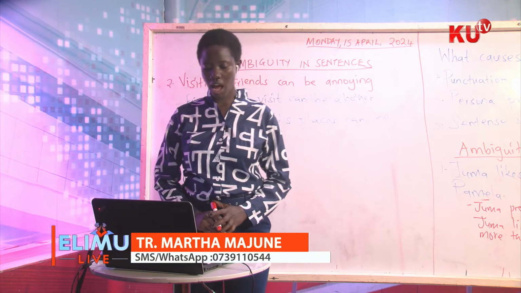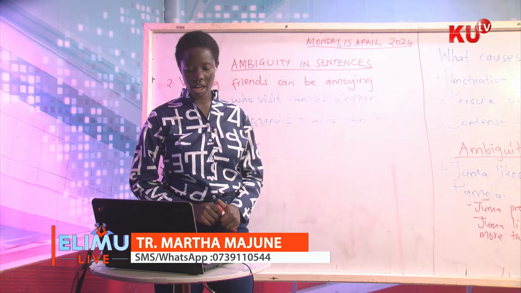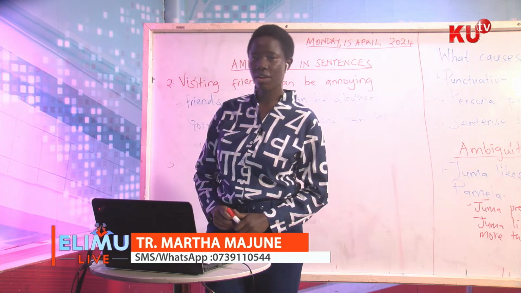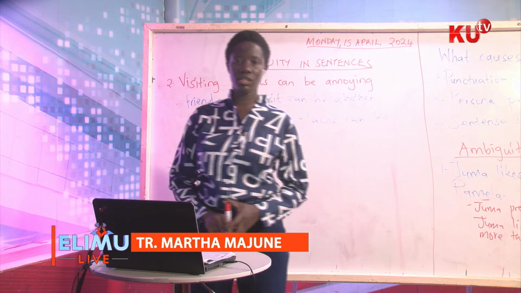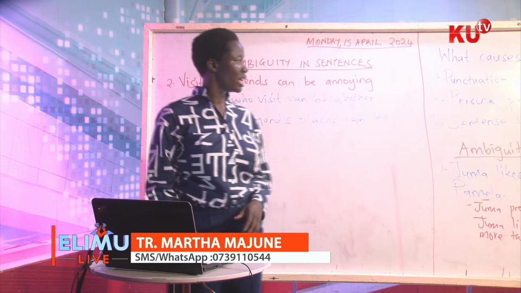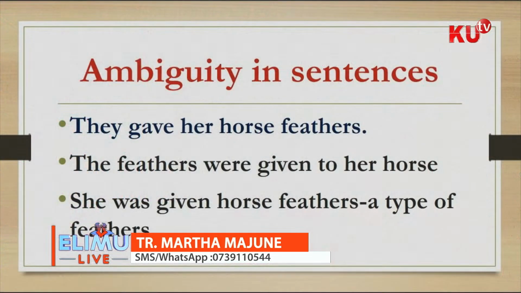They gave her horse feathers. This is also an ambiguous sentence, and so we are supposed to remove the ambiguity, or rather give the different meanings of the sentence. So they gave her horse feathers.